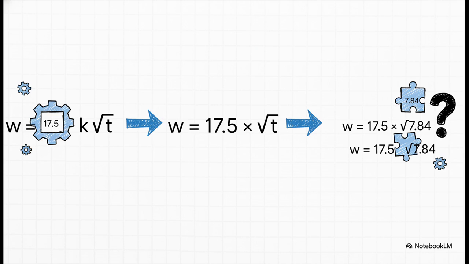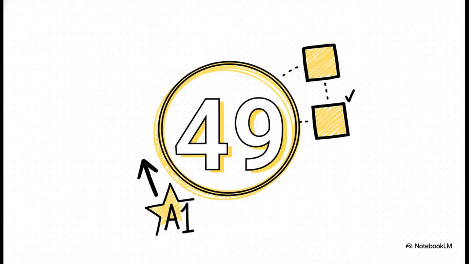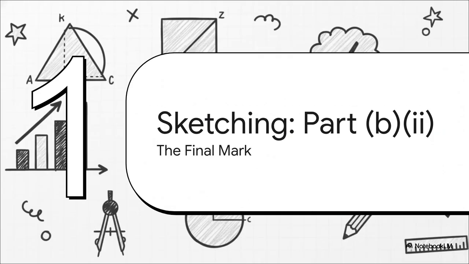So now that you've done the hard work of finding your constant, you get to use your shiny new formula. W equals 17.5 times the square root of T. The final step is to just plug in the new value for T, which is 7.84, and find W. And boom, the answer you're looking for is 49. Getting that right, that's your A1, your accuracy mark. But remember, you usually only get this if you've shown the right method, which is why those first 2 steps are so crucial.